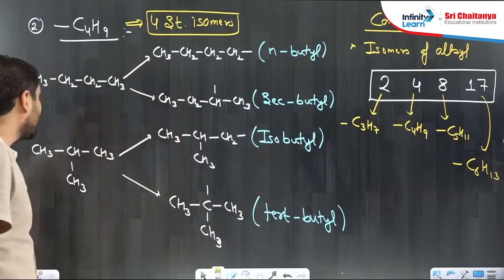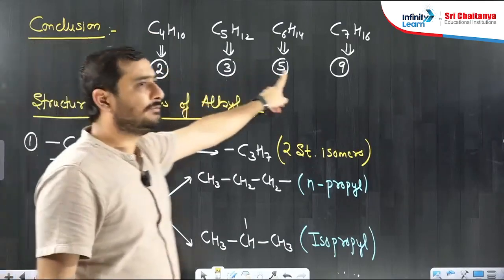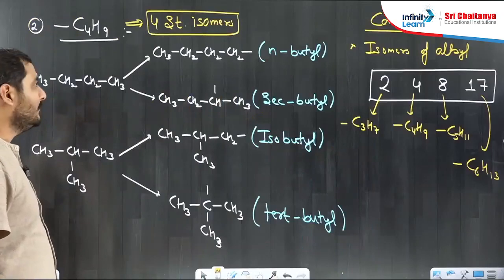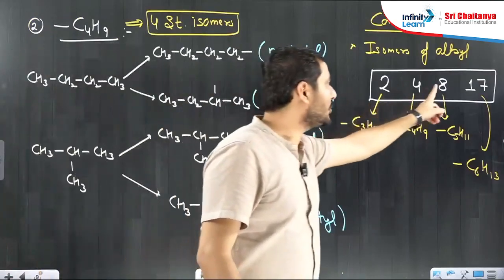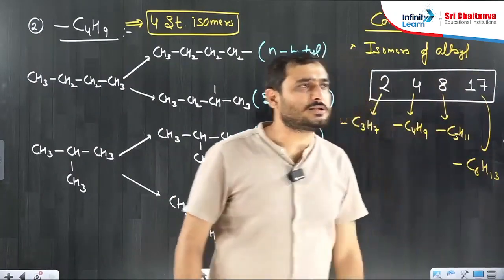I will show you which conclusion we have to remember. First this conclusion for alkane: 2, 3, 5, 9. Next is for alkyl. What sequence we have to remember? 2, 4, 8, 17. 17 you can leave. If you remember 2, 4, 8, that is also sufficient.